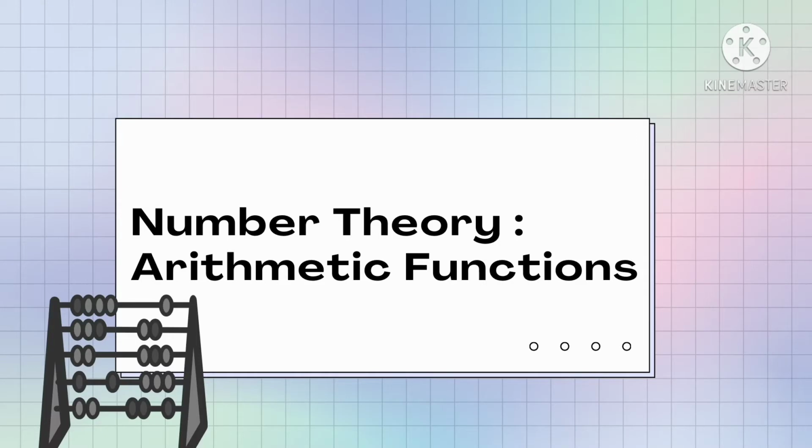We are now down to the last concept, which is the arithmetic function. An arithmetic function is a function defined on the positive integers, which takes values in the real or complex numbers. Many functions which are important in number theory are arithmetic functions. The Euler phi function is an arithmetic function.